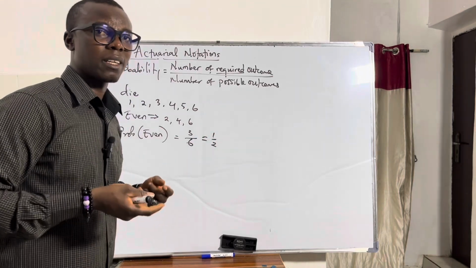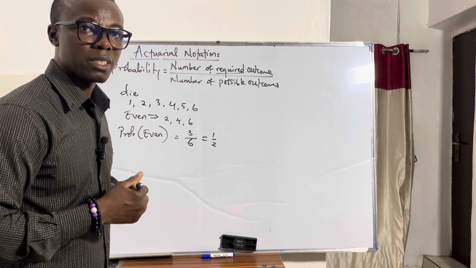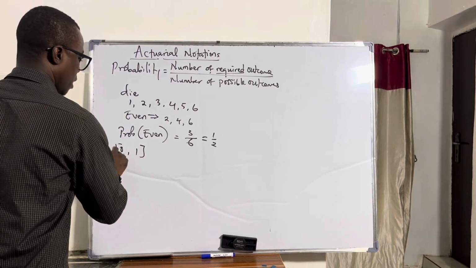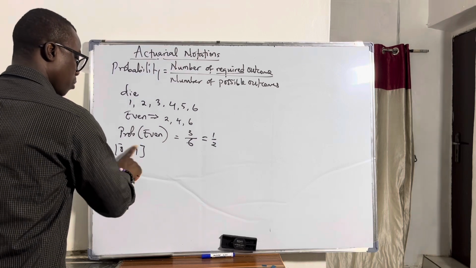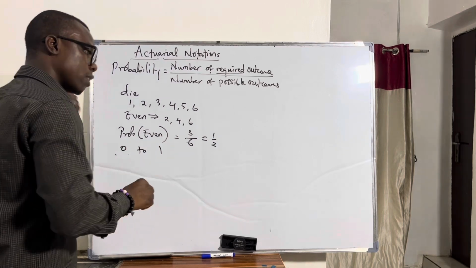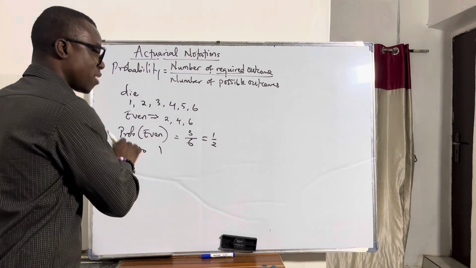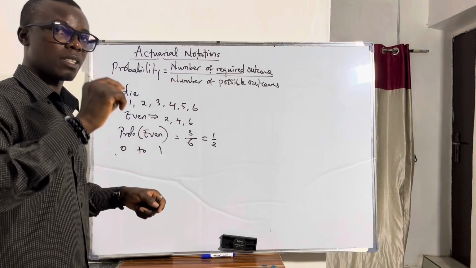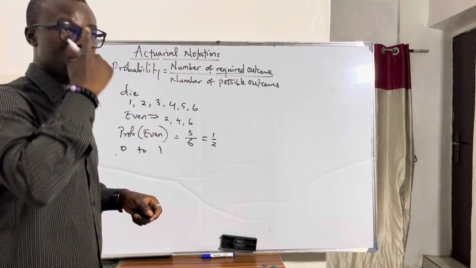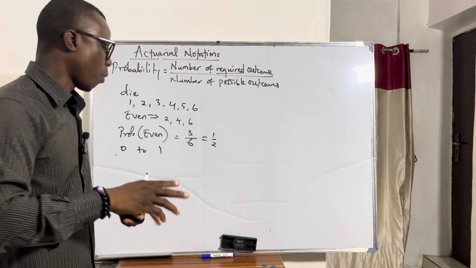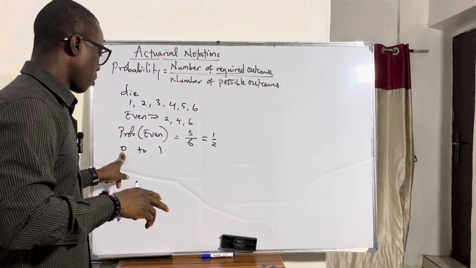Now, this is quite clear. Probability always takes numbers from 0 to 1. So I have 0 to 1. When it is 0, it means that the event will not occur. Then when we say the probability of it occurring is 1, that means it is sure to occur. So probability takes numbers from 0 to 1.